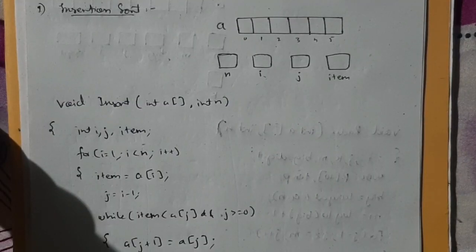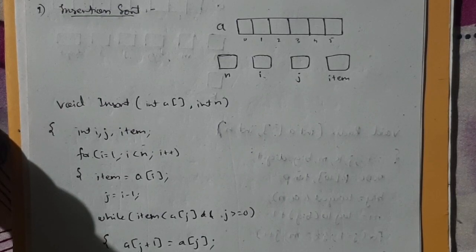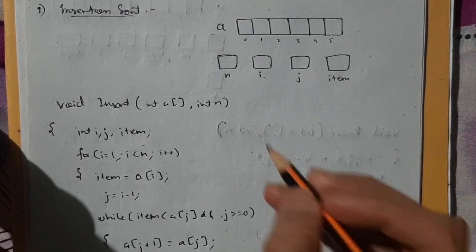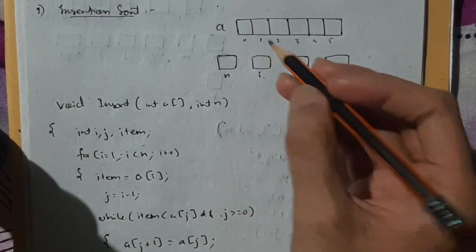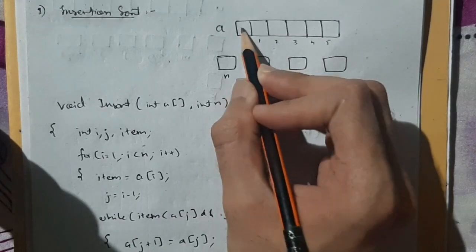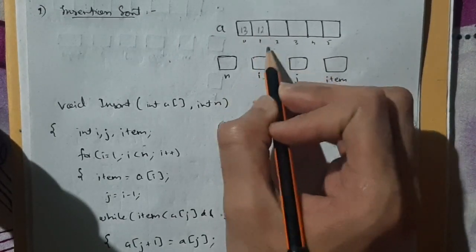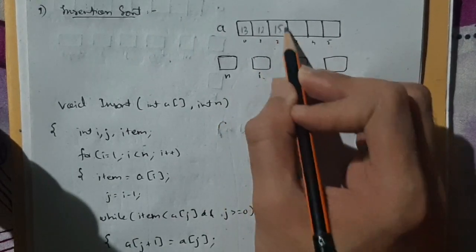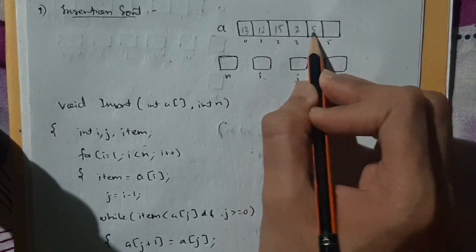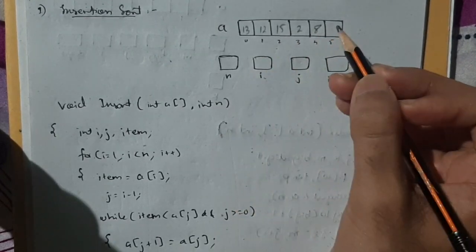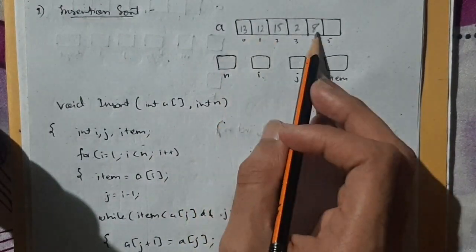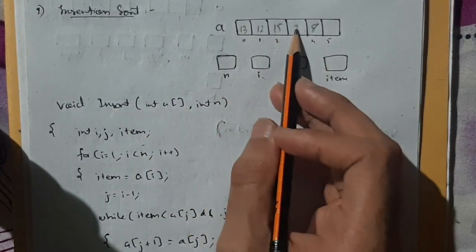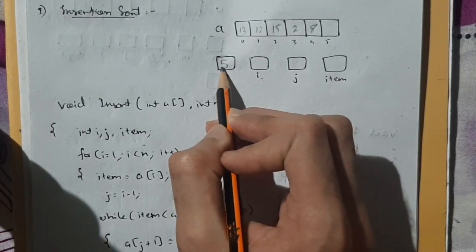Among the sortings, first one you have insertion sort. I'll be explaining in very depth. If you have time, please do watch. See, let's consider random numbers like 13, 12, 15, 2, 8. Let's consider 5 numbers. Now what is n? N means how many digits are there, like 1, 2, 3, 4, 5. So n will be 5.